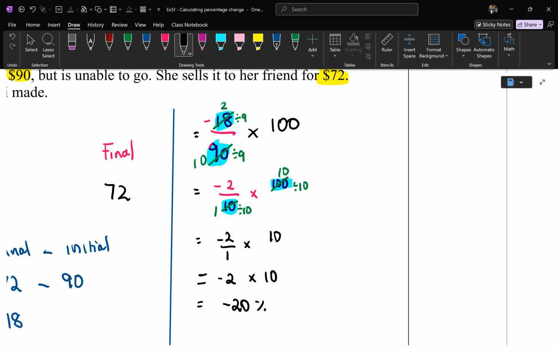So if you don't put in the percent, I will penalize you. Either you put negative 20% or you say 20% loss. You need to tell me what the negative represents. Okay? You can't just say 20%. I need to understand in that context, what are you doing?